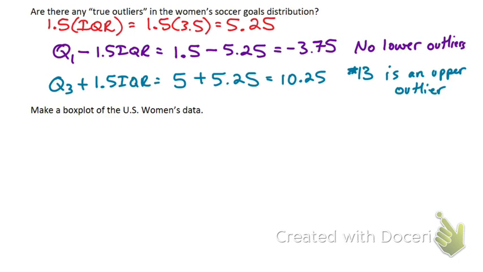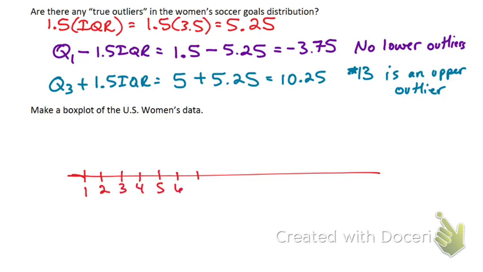So now we just need to make this box plot. First thing you do is you make a number line that goes from the lowest to the highest number. This is number of goals.